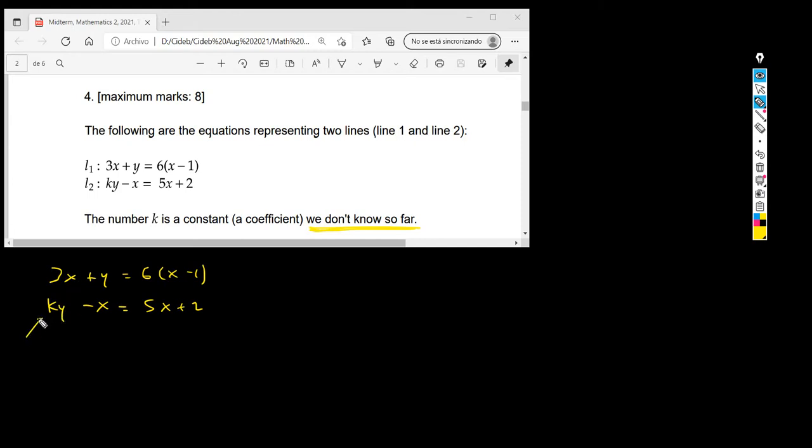K in this equation should not be considered as a variable. This is a value that, let's say that a friend gives you this equation. It tells you, hey, you know what? I have an equation, ky minus x equals 5x plus 2, and k represents a number that I know, but I'm not going to tell you.